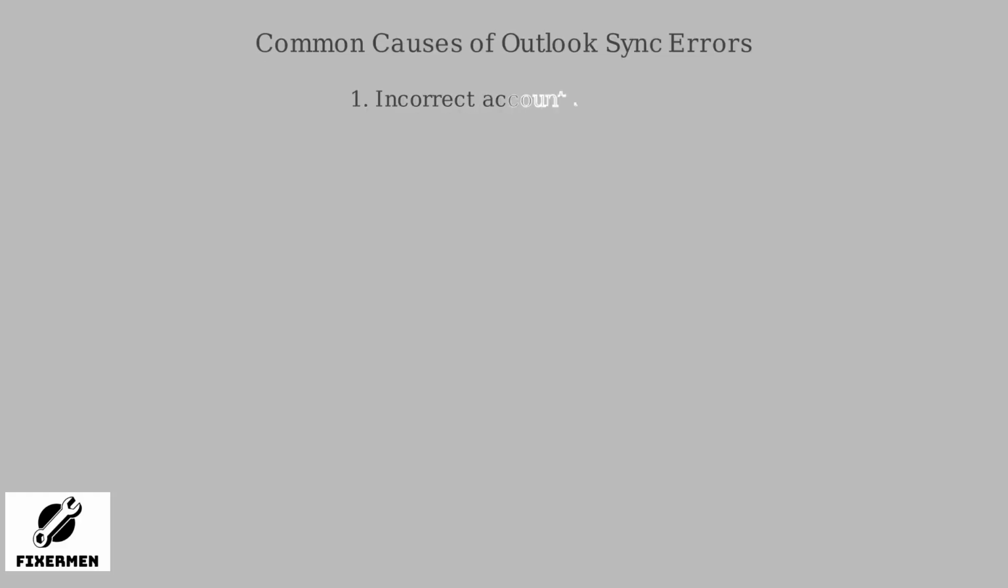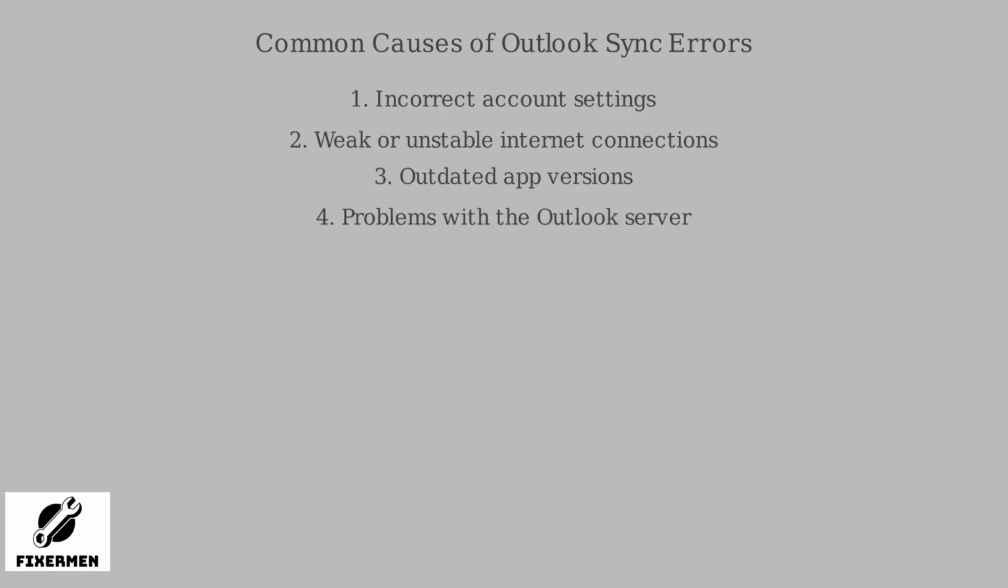Several factors can cause sync errors in Outlook. Let's examine the most common ones: incorrect account settings, weak or unstable internet connections, outdated app versions, problems with the Outlook server, and conflicting settings on your device. Incorrect account settings are a frequent cause of sync errors. This happens when your email address, password, or server configuration is wrong. Look for authentication error codes like 0x80072E7.